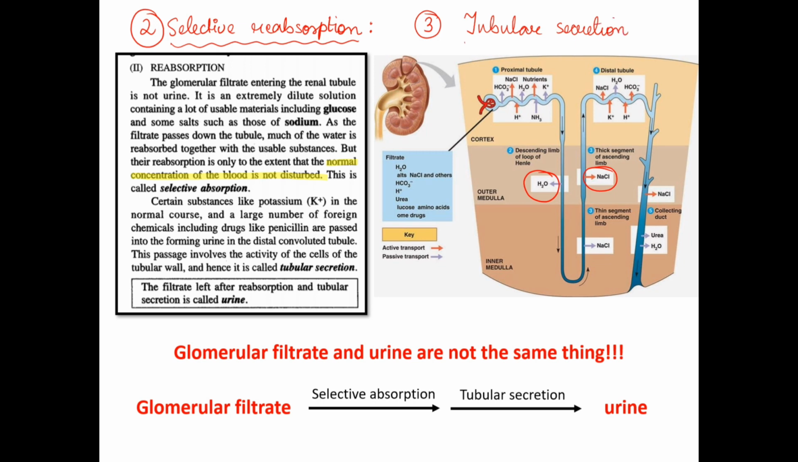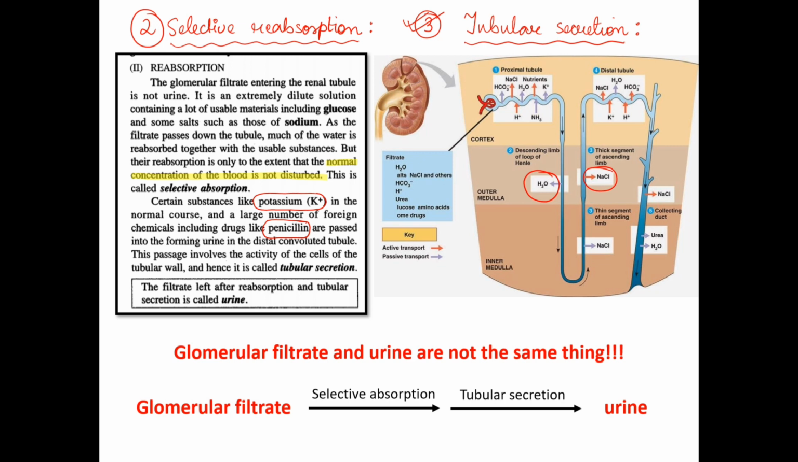So what is this tubular secretion? The name itself again gives us the meaning. That is, the renal tubule is secreting something. What is it secreting? Say there are certain substances like K+ ions, potassium ions, or foreign chemicals like penicillin or other drugs. So they are passed into this glomerular filtrate, which process is what we call tubular secretion.